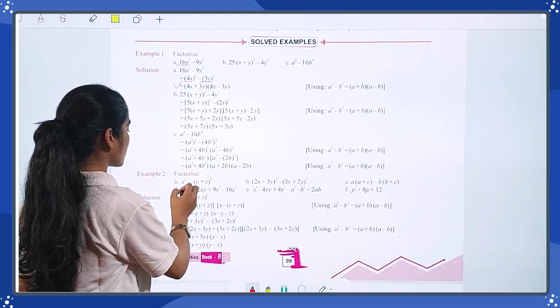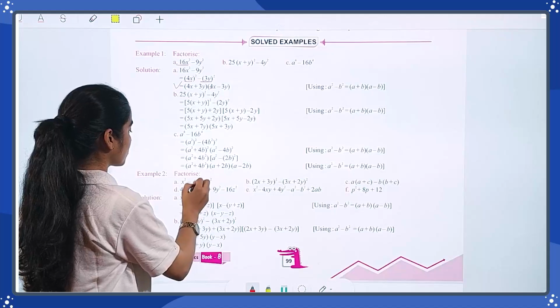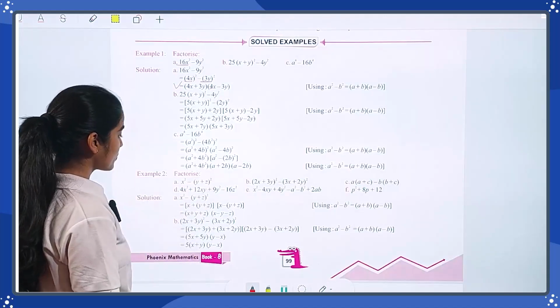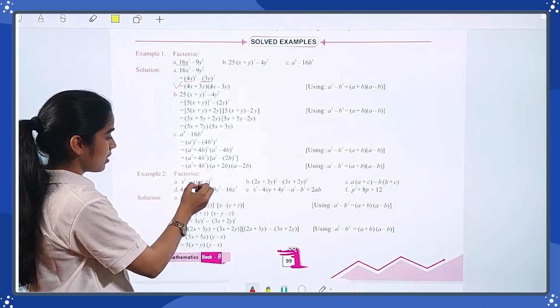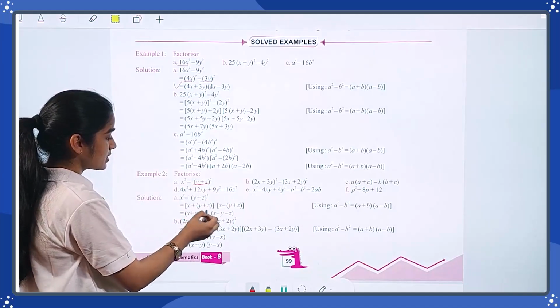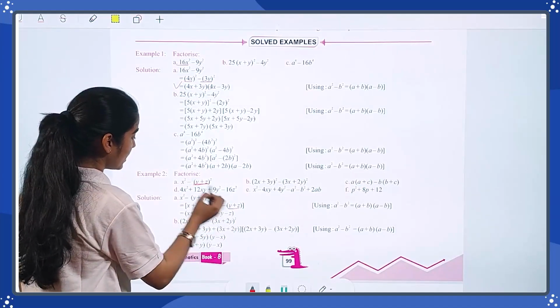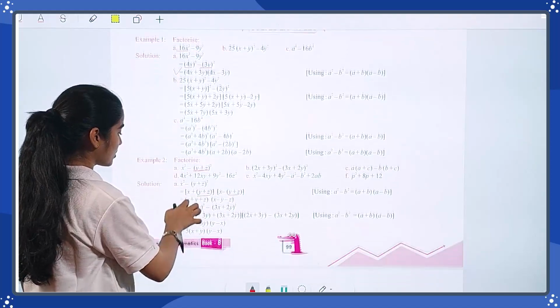Now factorize x square minus (y plus z) square. So in this case, first you have to classify this one: y plus z and y minus z. So y plus z and y minus z, and this x is outside.